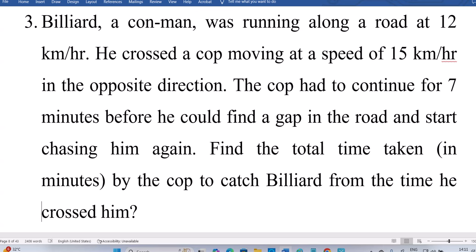Now let's see, read the question carefully. They're changing the values, I'm telling you. Instead of 12 and 15, 10 and 15, instead of 7 minutes, they've given 6 minutes also. Right? So be careful. Understand the logic, then please try to go ahead.